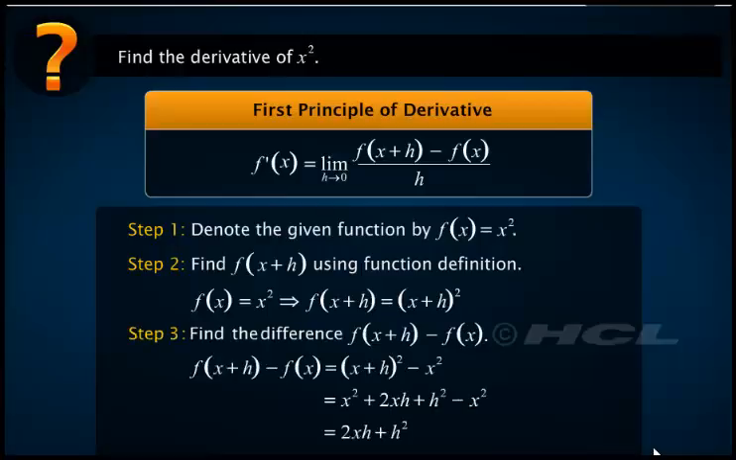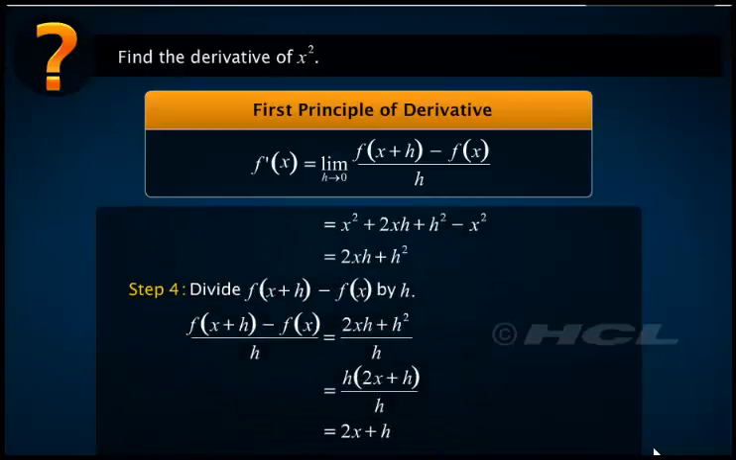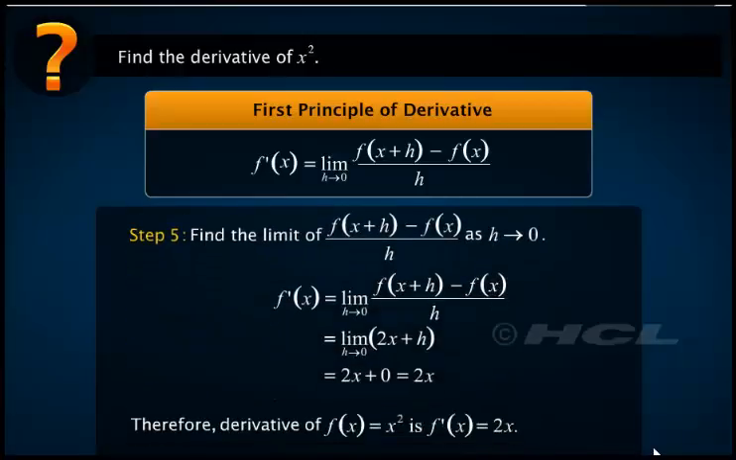Then we find the difference f of x plus h minus f of x. And then we divide the resultant function by h and simplify. Now, finally, we find the limit of the resultant function as h tends to 0. Therefore, we obtain the derivative of the given function.